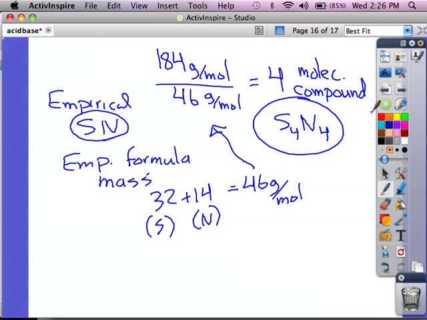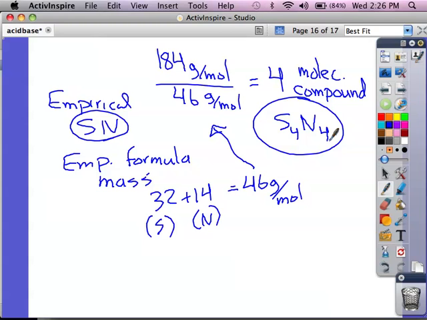Okay? You can double check and say, okay, does this still fit my empirical formula definition? It sure does. We still have a 1-to-1 ratio, S4N4. But if you look at the actual molecule and the way they're all arranged, you have 4 sulfurs bonded in a particular way to 4 nitrogens. And if you add up the molar mass of 4 sulfurs and 4 nitrogens, you can double check, you'll get 184 grams per mole. So with this, we get both pieces, the ratio and the molar mass.